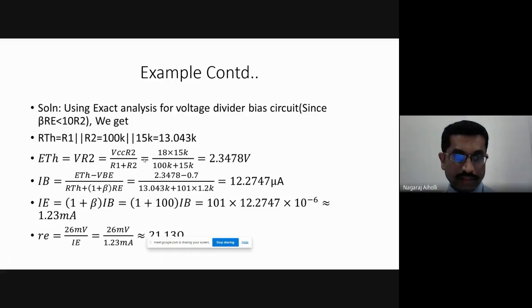That is, ETH is 2.3478 minus 0.7, divided by 13.043K plus 101 into 1.2K, where 1 plus beta is 1 plus 100, that is 101. The answer is 12.2747 microampere. Just verify this yourself: IB equals ETH minus VBE divided by RTH plus 1 plus beta into RE.